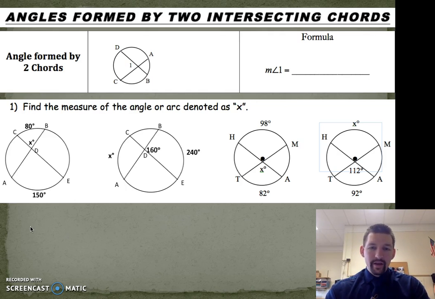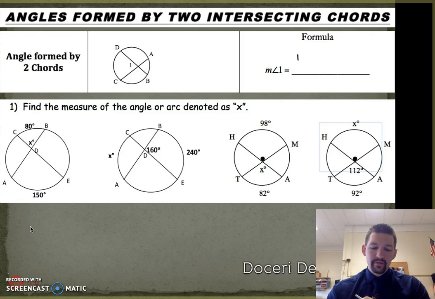So if you have any lines going across the circle here making an angle that is not at the center, the formula for it is going to be 1/2 the sum of the two arcs that it intersects. So in this case, it will be arc AB, and then adding arc DC to that. So you're going to take the two arcs, add them together, and cut it in half.